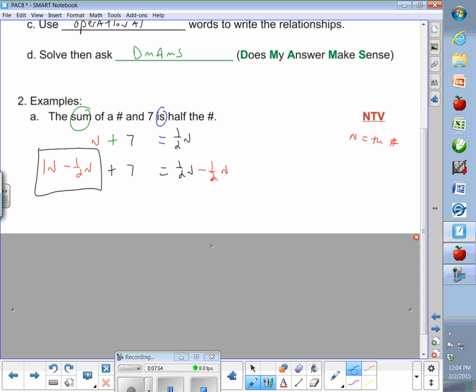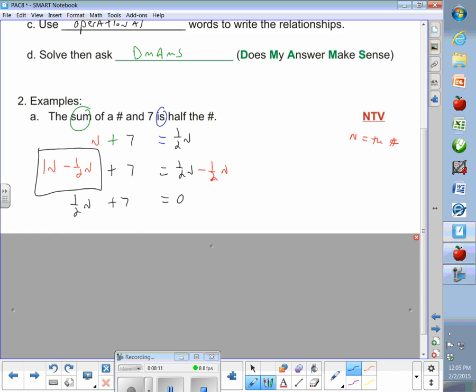All right. Good. And again, I think the formatting is a little bit easier if we just go 1/2 n. All right. We still got the plus 7. And what does the right-hand side equal? Say it if you know it. 0, right? 1/2 n minus 1/2 n is 0.